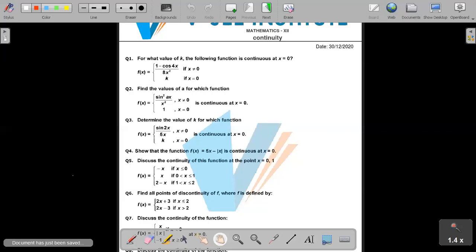Questions of your NCERT. Starting 17 questions. Question number 1 to 17. Did you solve that? Question number 1 to 17, Exercise 5.1.